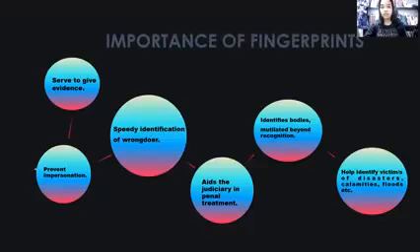Now to the importance of fingerprints. First, fingerprints serve to give evidence. Second, they prevent impersonation. Third, speedy identification of wrongdoers or criminals. Also, they aid the judiciary in penal treatment. Next, they identify bodies mutilated beyond recognition. And lastly, they help us identify victims of disasters, calamities, floods, and so on.